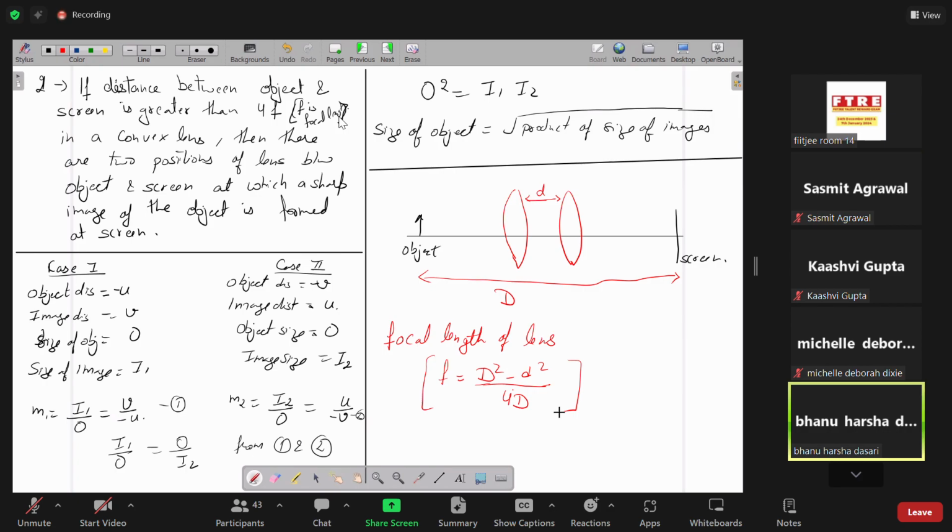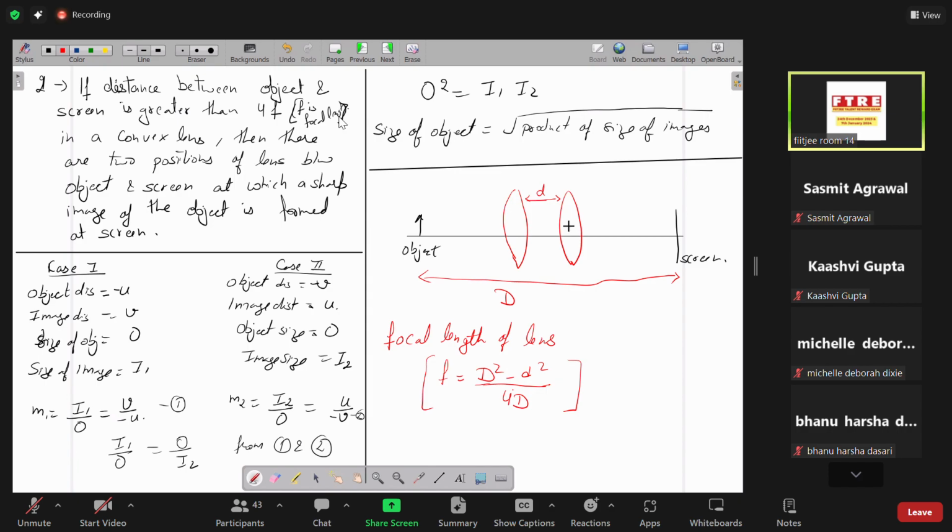Ma'am, could you repeat what small d is again? The distance through which we are shifting the lens, the position of the lens. So by how much distance we are shifting the lens. If we displace the lens, the distance by which we displace it so that again the image of the object is formed on the screen. So you can directly remember all these results to use them in the questions. You will get some questions in your package, or workbook. You have to directly apply these results to find the answer.